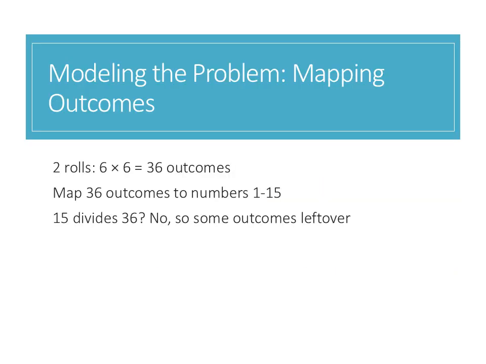Let's see how this works in practice. If we roll the die twice, we create 6 times 6, or 36, possible, unique results. Each of these can be represented as an ordered pair, the result of the first die and the second die. The next question is whether we can map these 36 outcomes to the numbers 1 through 15 in a fair way, that is, whether 15 divides evenly into 36. Since 36 divided by 15 is 2 with some remainder, it doesn't divide evenly. That means after we've used 30 outcomes, 2 sets each per number from 1 to 15, we'll have 6 outcomes that don't map perfectly. Those leftovers will be important in the next steps.